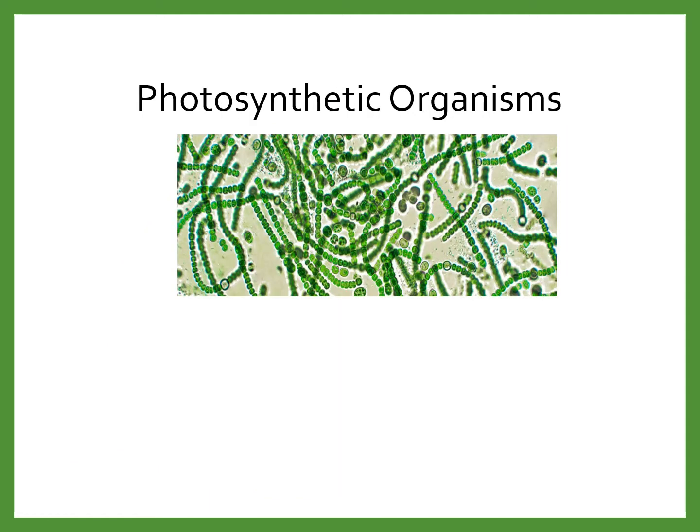We have a lot of different organisms on this planet that can carry out photosynthesis. Here we can see cyanobacteria, which is one of the earliest cells that we know of that could do photosynthesis. And these are actually really important evolutionarily and historically because they were so good at photosynthesis that they contributed so much oxygen to the atmosphere that it ended up causing a mass extinction event called the Great Oxygen Catastrophe.